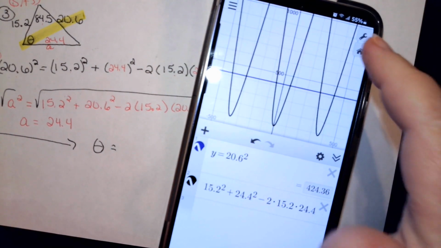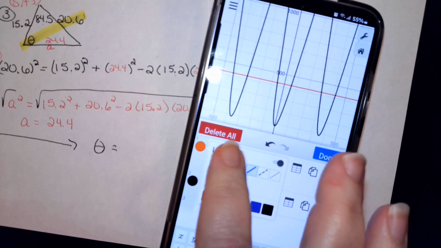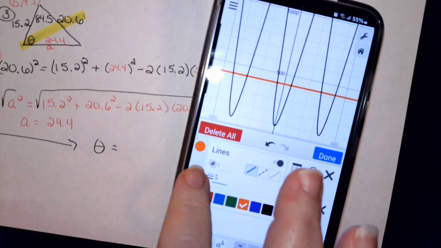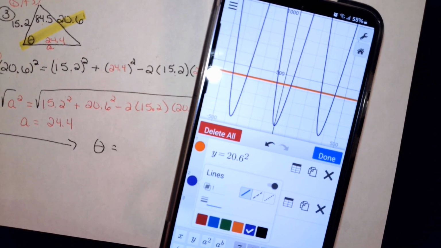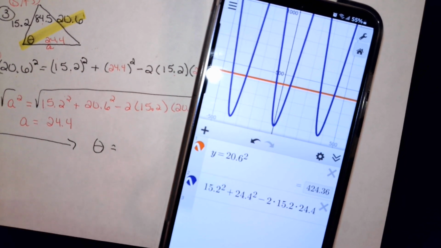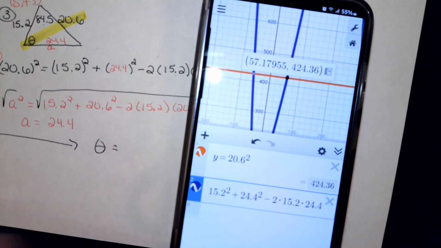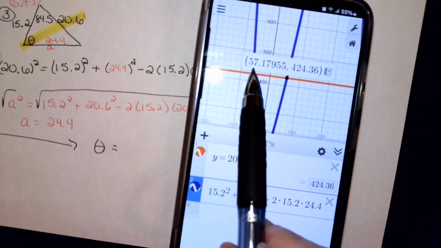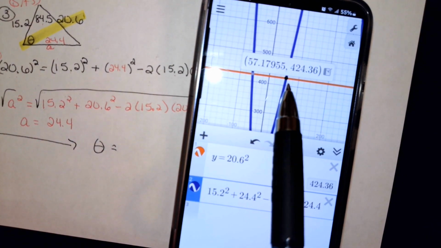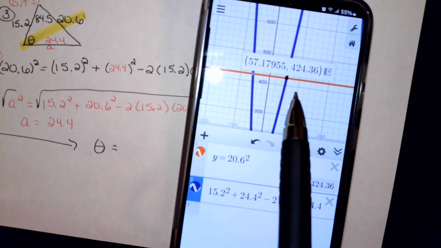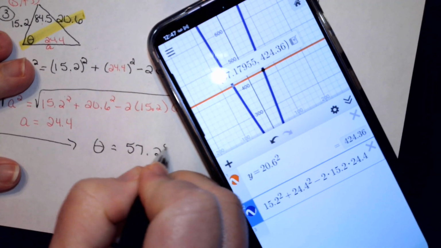Alright, I'm going to change some colors here just so that we can see it a little better. So we want the first place they intersect. So the first place they intersect is right here. So what is angle theta going to be? It's going to be approximately 57.2 degrees.